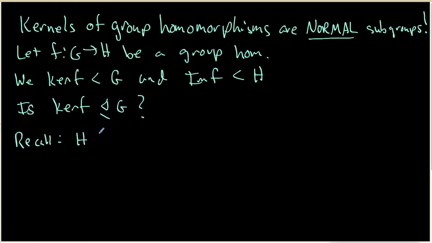The first thing is the definition of normal: H is normal in G if and only if, and we want to get the quantifiers right here, for every element a inside the group G, the left coset aH is equal to the right coset Ha.